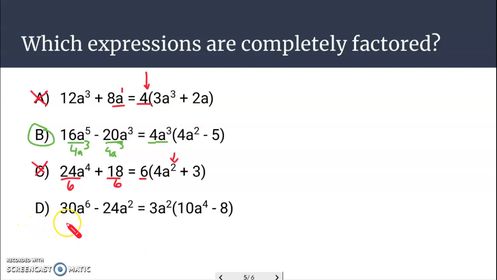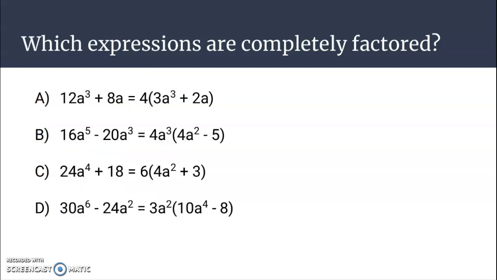Last one. 30 and a 24. They're claiming the largest number that goes into both is a 3, and that's incorrect. It actually should be a 6. 6 divides into 24, 6 divides into 30. That's the largest number that goes into both. That is keeping this from being true. The only correct answer here is B.